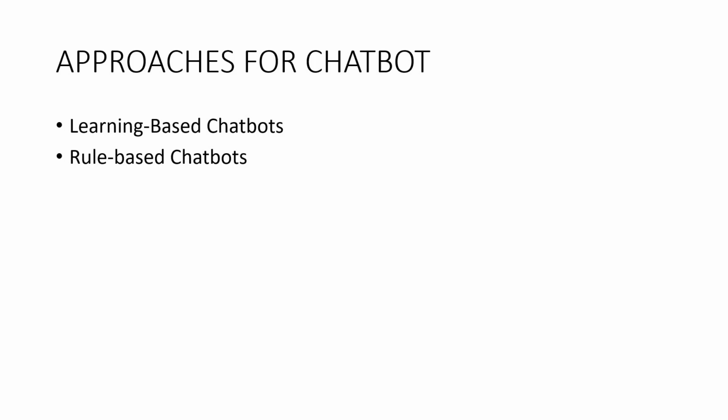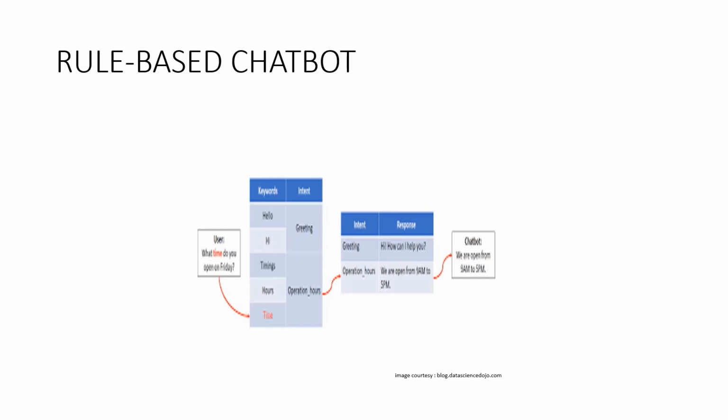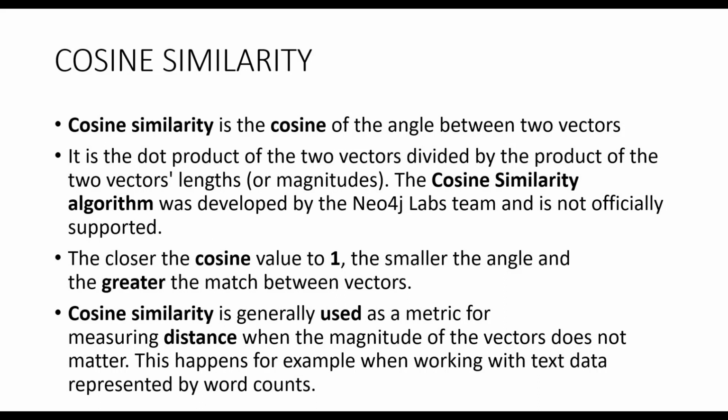So we are doing the rule-based chatbot development with Python. That's what we are going to do in this implementation. I am using the cosine similarity algorithm, NLTK, and the TF-IDF vectorizer. Cosine similarity is the cosine of the angle between two vectors.